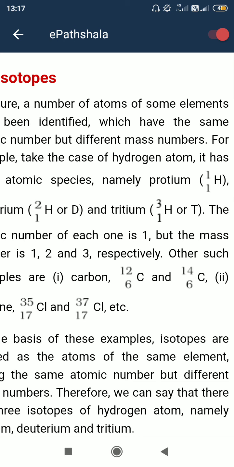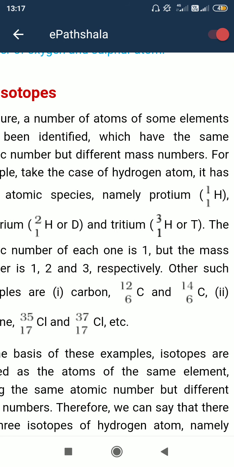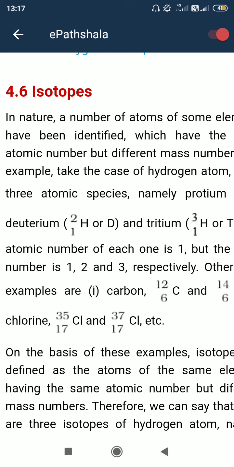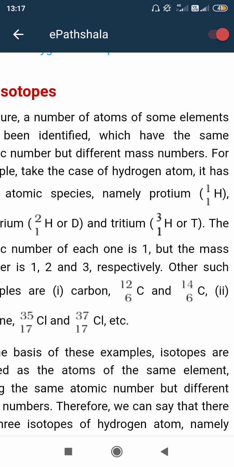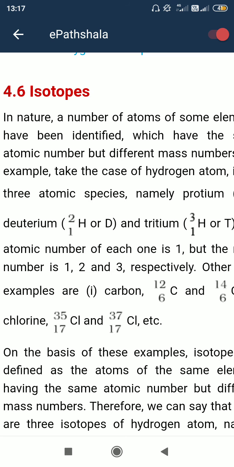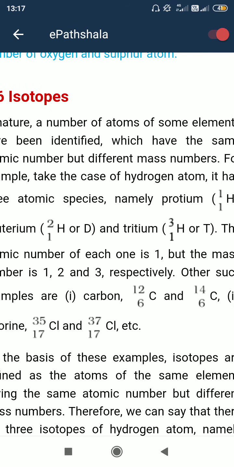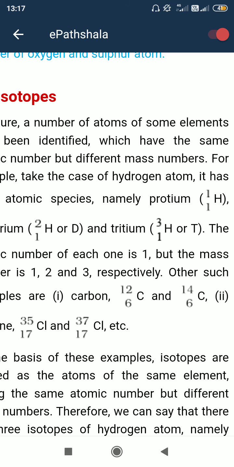Like here 1H1 and 1H2. 1H1 is hydrogen, 1H2, this is also hydrogen but an isotope of hydrogen, that is named deuterium, and 1H3, that is tritium. So you can see protium, deuterium and tritium, all three have the same proton number, that is the atomic number is the same, 1, but the mass number, that is written in the upper left corner, for protium it is 1, for deuterium it is 2, for tritium it is 3. So it is changing, that's why they are isotopes of each other.